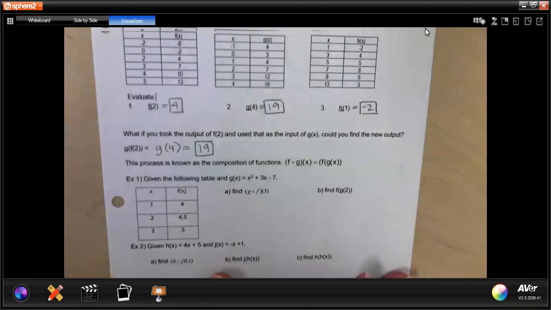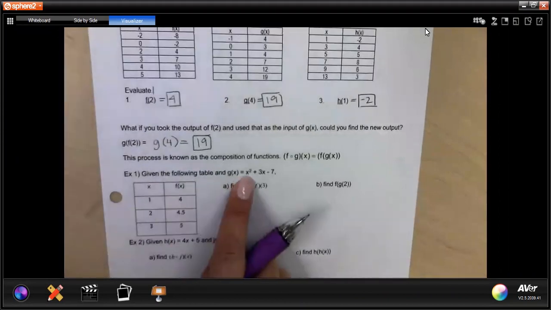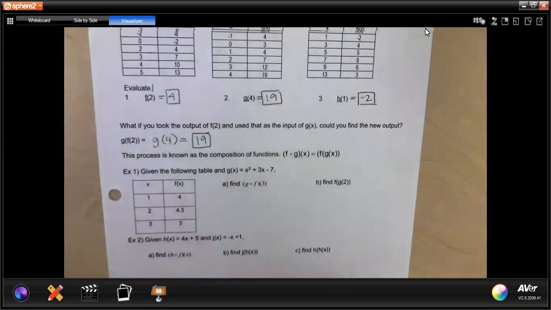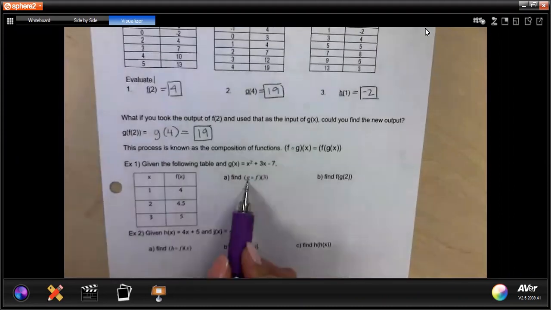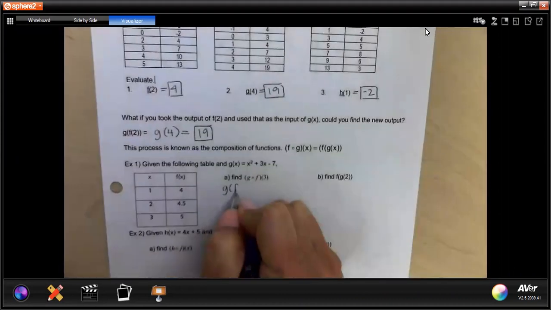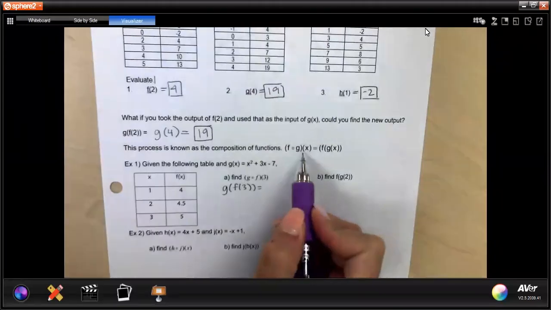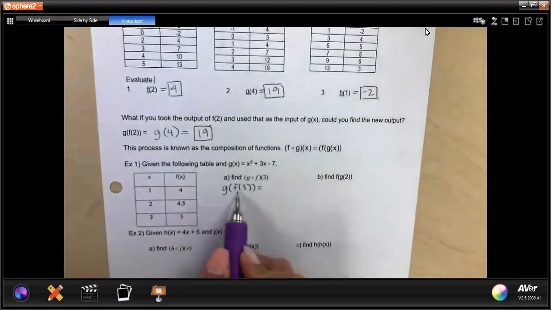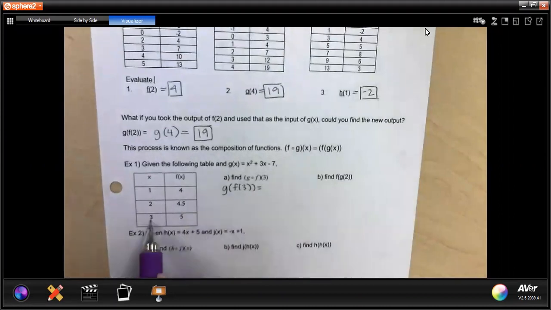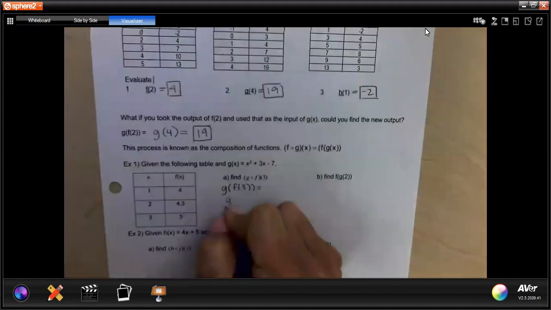It tells us here, given the function table and g of x is equal to x squared plus 3x minus 7, we want to find g of f of 3. I'm going to write it the other way. I think it's easier to see the other way. But on the SATs and ACTs, you'll see this notation quite a bit. So g of f of 3. 3 is my input for f. So I'm going to go to 3, and the value there is 5. So this becomes g of 5.